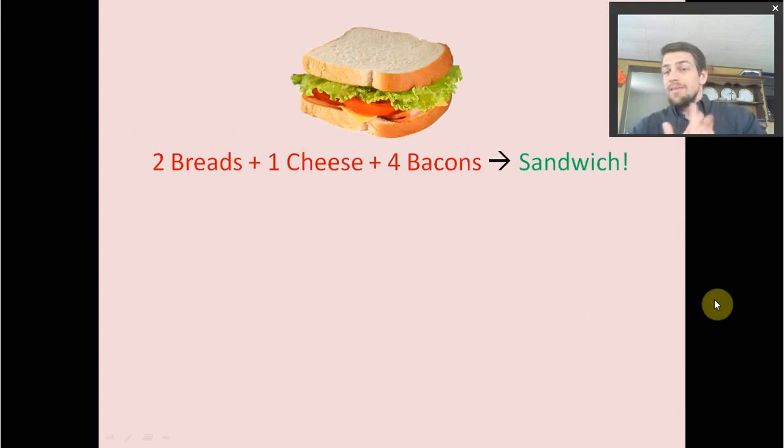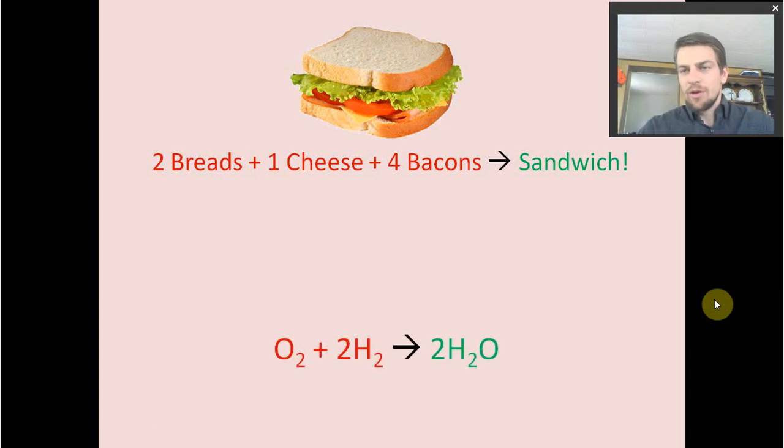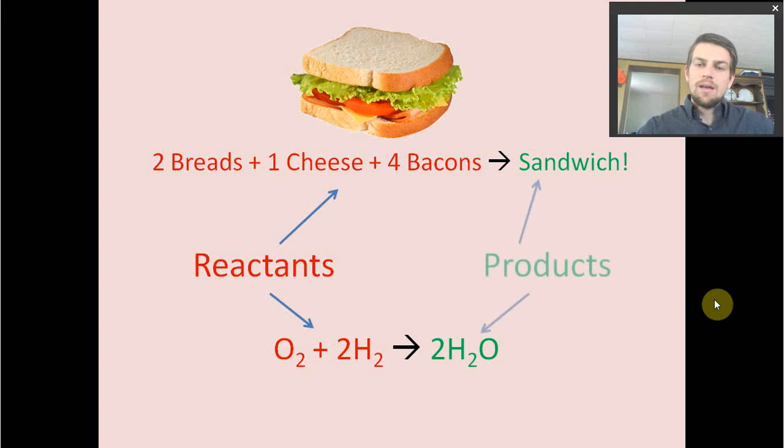So we can almost write this as a chemical equation. We have 2 breads plus 1 cheese plus 4 bacons give us a sandwich. And I can compare this to the equation that we saw earlier with oxygen and hydrogen mixing to give us water. Notice the red terms are the reactants, and the green is the product. So the sandwich is the product in our equation for the sandwiches, and the bread, cheese, and bacon, the ingredients, are the reactants.